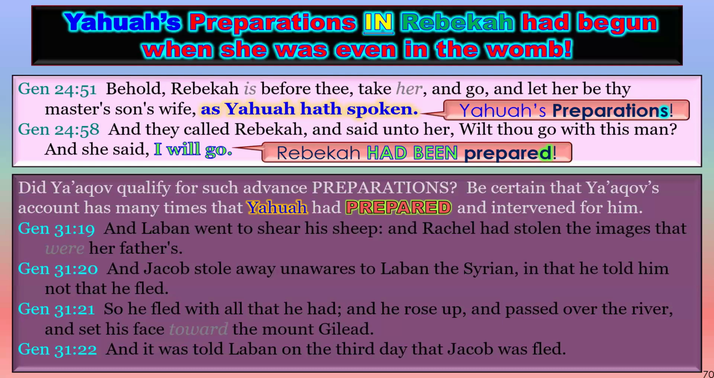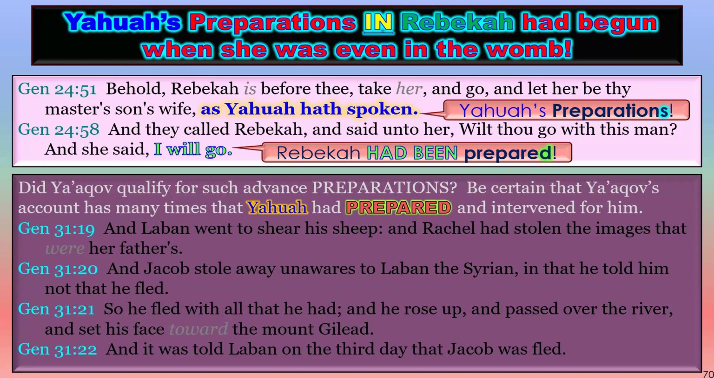Genesis 31, verse 19. And Laban went to shear his sheep, and Rachel had stolen the images that were her father's. And Jacob stole away unawares to Laban the Syrian, in that he told him not that he fled. So he fled with all that he had, and he rose up and passed over the river and set his face toward the Mount Gilead.